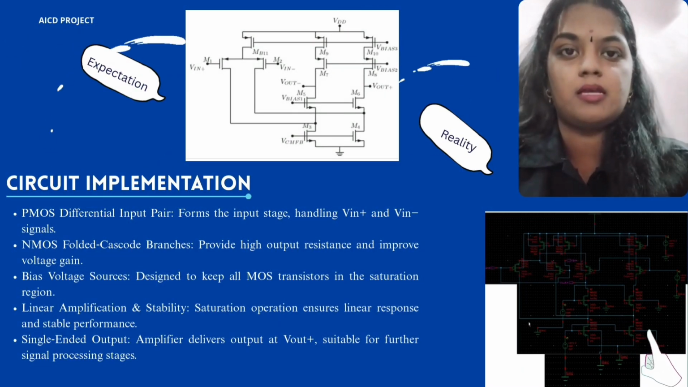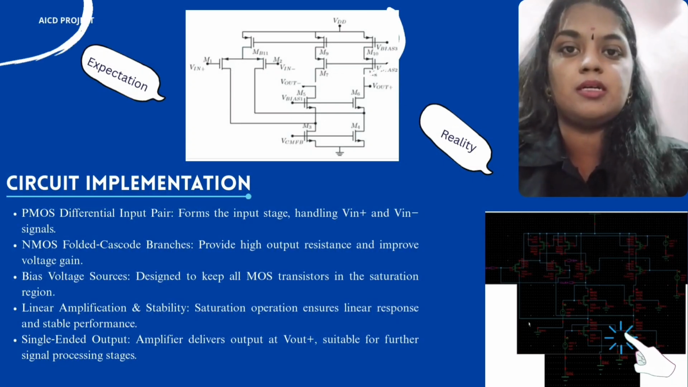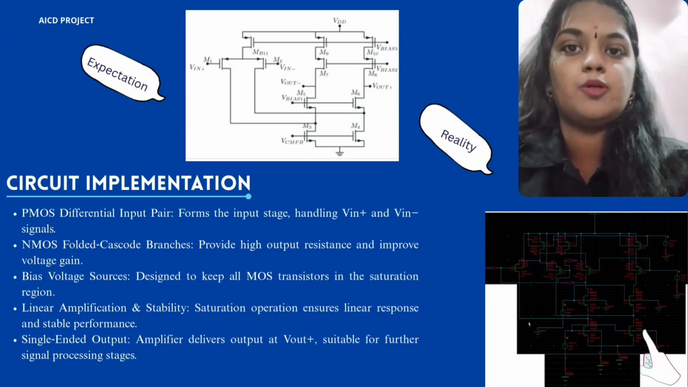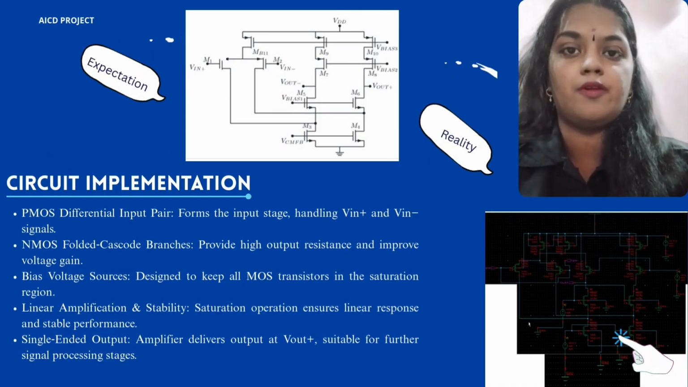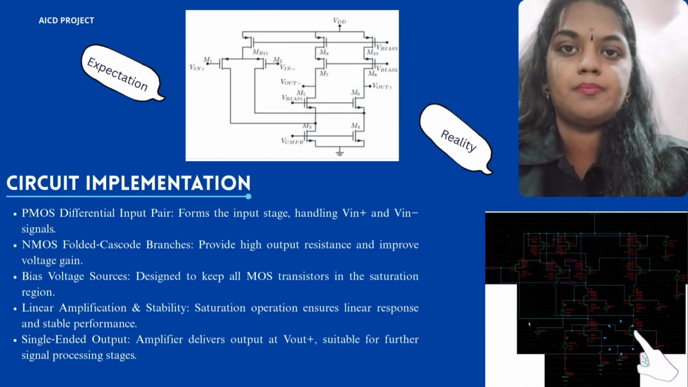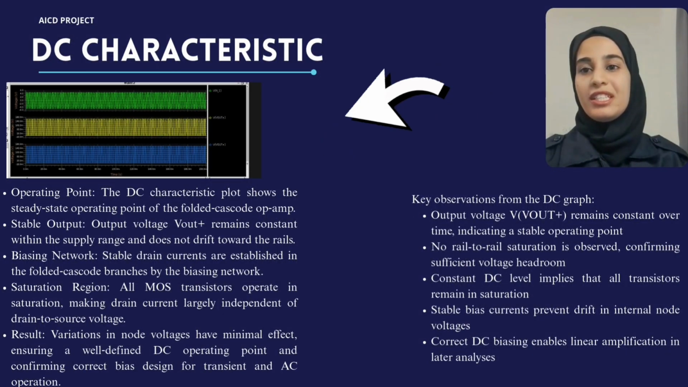branches, and careful biasing. We also made a few changes to the circuit, as in using only one output source and using VDC instead of common mode feedback voltage to get a more accurate waveform than a complicated one. That's all for the circuit. So now let's discuss the DC characteristics.